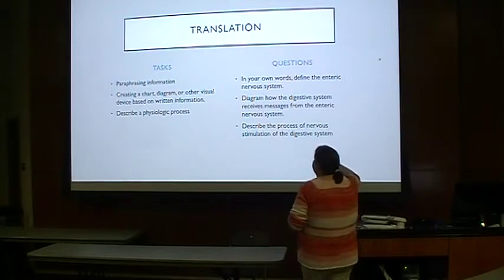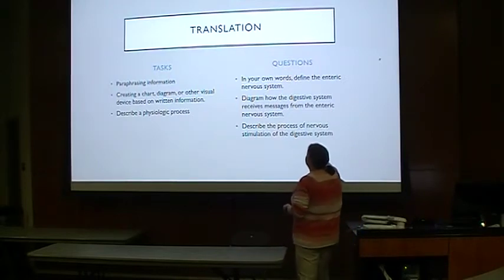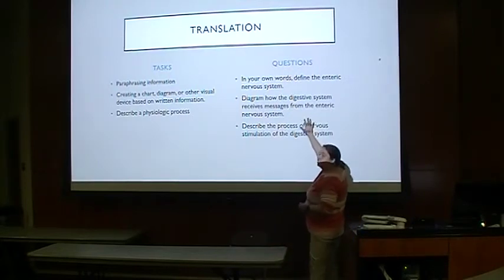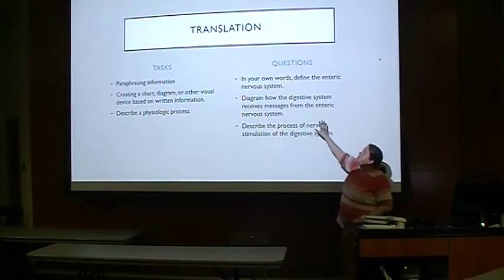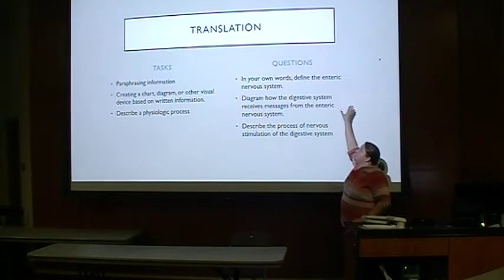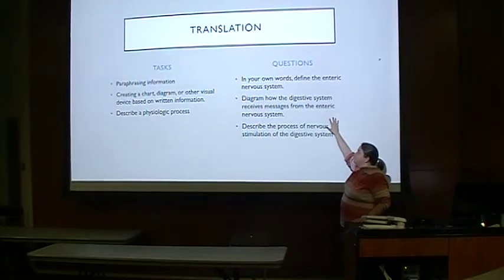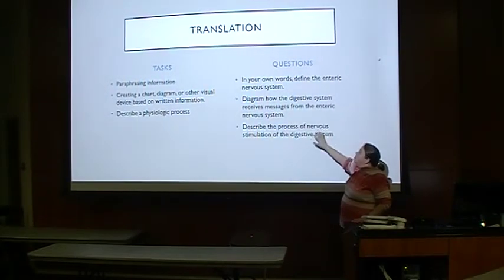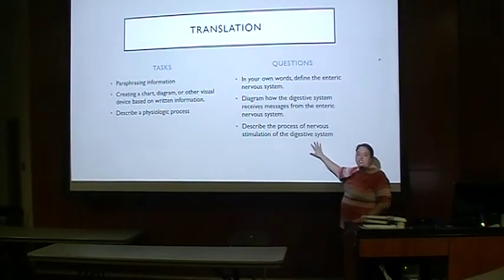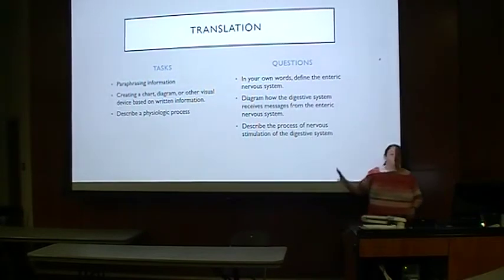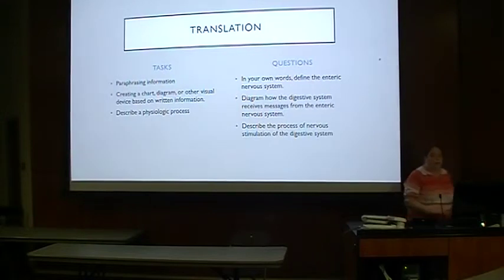So examples of being able to test if you have done translation. Like we saw before, our recall was what is the enteric nervous system? Here it is in your own words, define the enteric nervous system. Or diagram how the digestive system receives messages from the enteric nervous system. Or describe the process of nervous stimulation of the digestive system. So these would be all examples of translation type questions you could ask yourself.